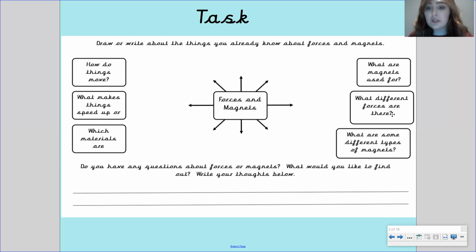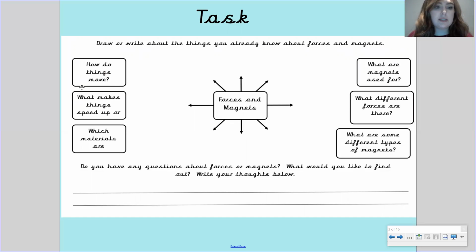There are some questions on the side here for you, just to help jog your memory a little bit. But please don't worry if you can't answer all the questions, or if you're not quite sure at all and you don't know anything about forces and magnets, that is absolutely fine, because this is just for me to see what you already know and where I need to focus on when we come to our next lessons. So let's read the questions together down the side, and you will use that to help you.